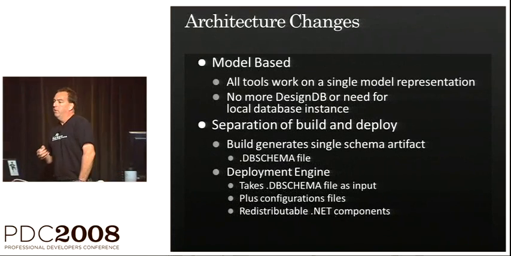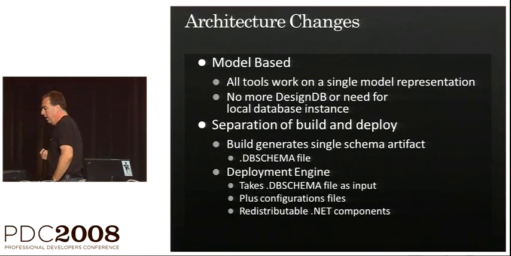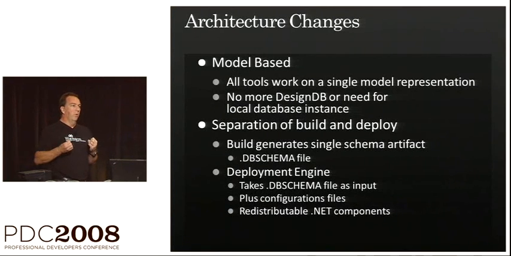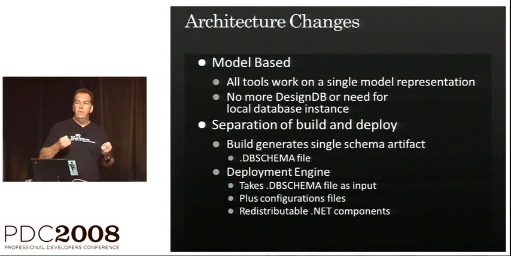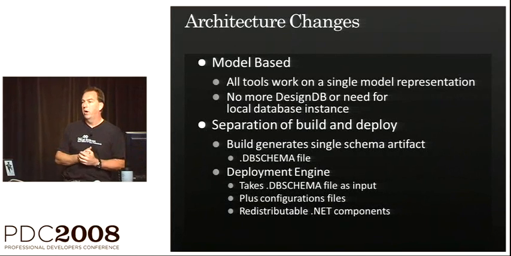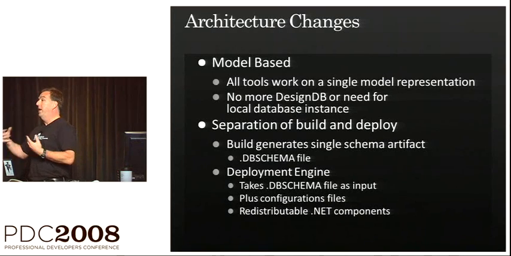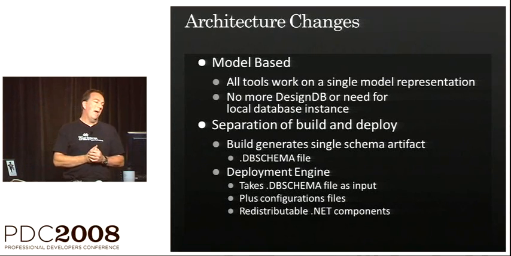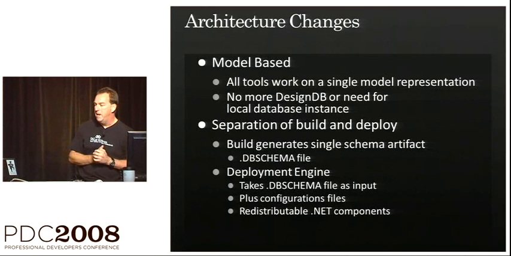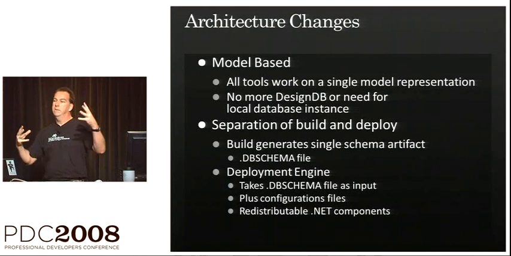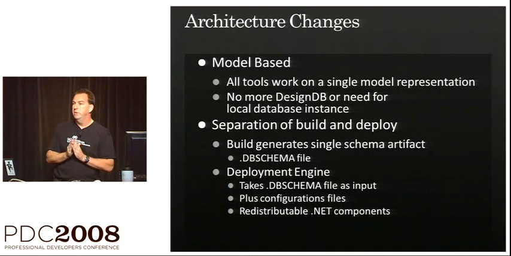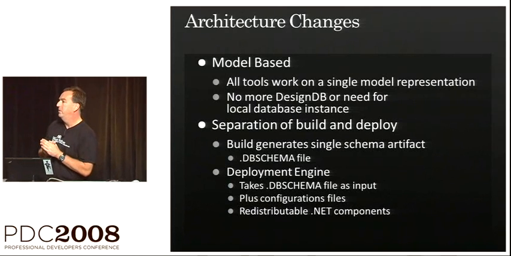So let's talk about some of the key architectural changes. First of all, as I said, we made everything model built. Why is this such an important thing? For those of you who worked on the previous releases, you know that we had an instance of SQL Server underneath our product, and we used that instance to validate our schema. Now, the problem is we had an in-memory model and a representation in the database, and they weren't always in sync. What we've done now is move everything into a single representation, so all the tools work off a single representation.